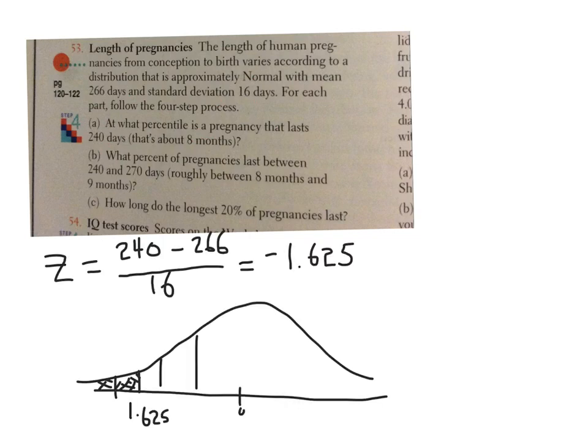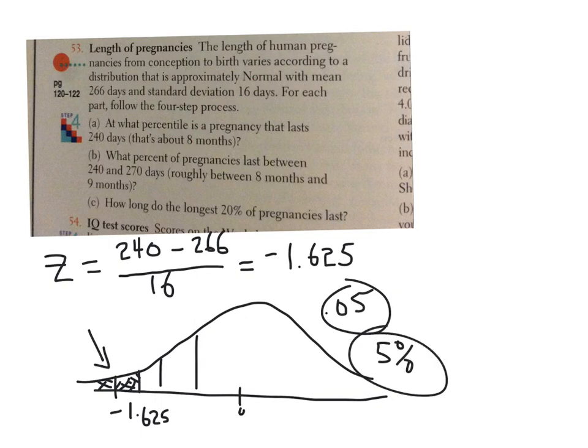So I did a z-score, and I always like to draw these pictures just to confirm what I'm thinking. Oops, that was a negative, right? A negative 1.625, so it's a very small amount of the area, which is going to be the percentile. So I'm going to do normal CDF. And for that, I get 0.05, so about 5%. 5% of the pregnancies last less than 240 days. So that means that a pregnancy that lasts 240 days is at the 5th percentile.